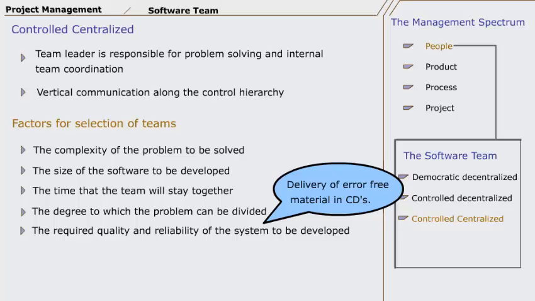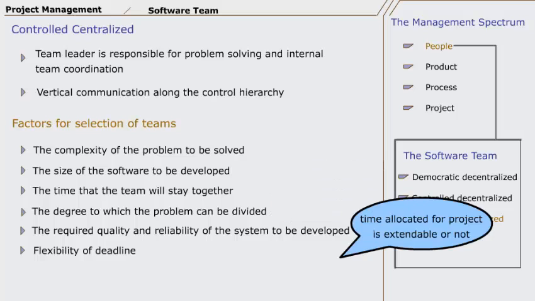Number 6. Extent to which the deadline is flexible. It means the time allocated for project is extendable or not. For example, if we have specified 1 year, we can extend it to 1.5 years or not. Number 7. The degree of communication required for the project. Degree of communication means that the project has issues to be discussed daily, or the problem is so clear that it rarely needs discussion.